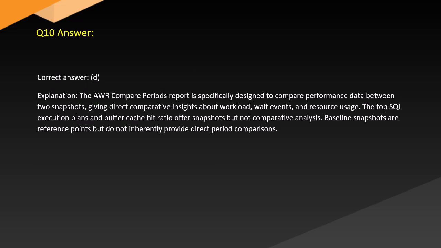Answer. Correct answer: D. Explanation. The AWR Compare Periods report is specifically designed to compare performance data between two snapshots, giving direct comparative insights about workload, wait events, and resource usage. The TSQL execution plans and buffer cache hit ratio offer snapshots, but not comparative analysis. Baseline snapshots are reference points but do not inherently provide direct period comparisons.